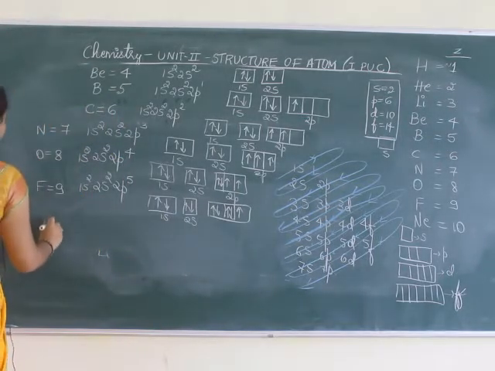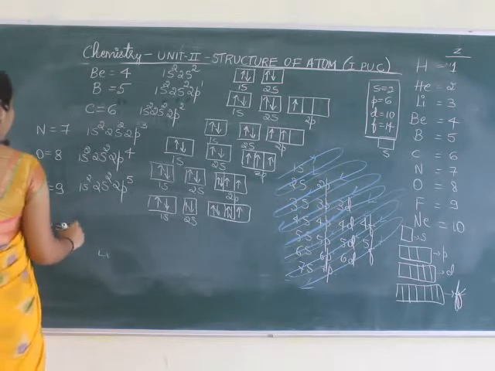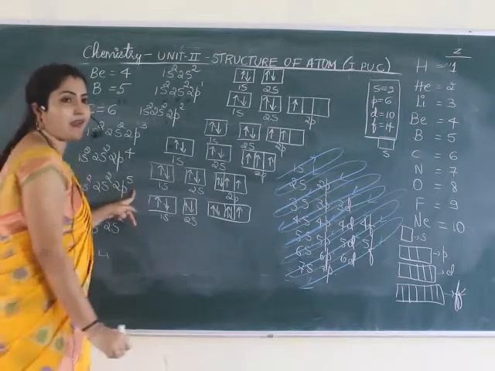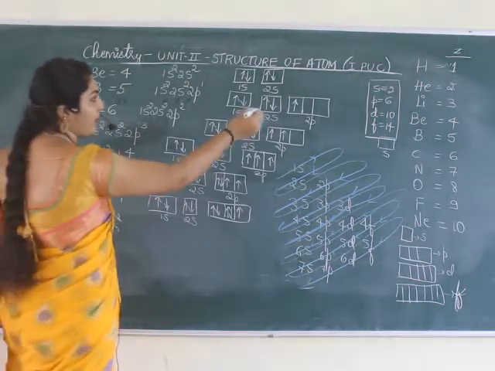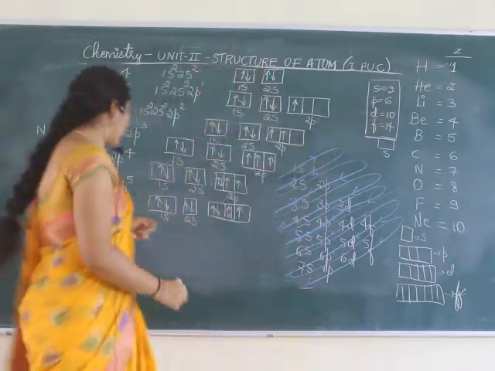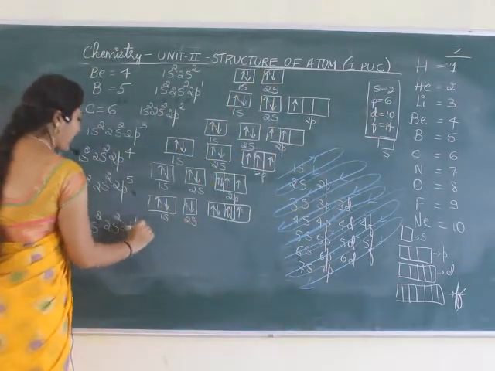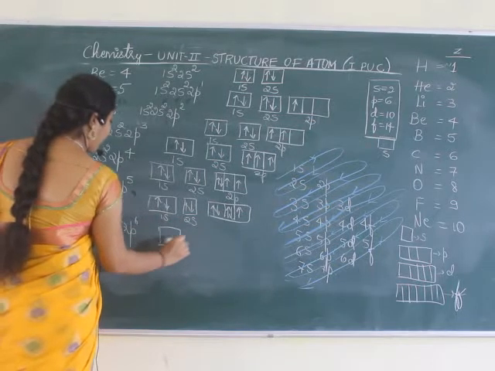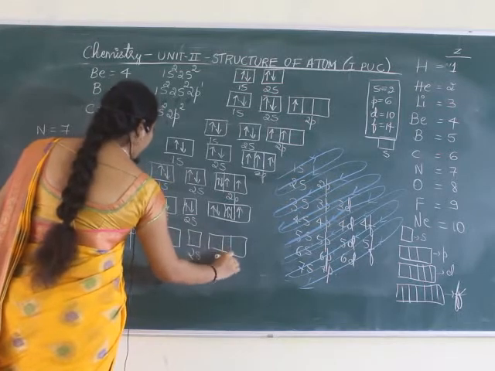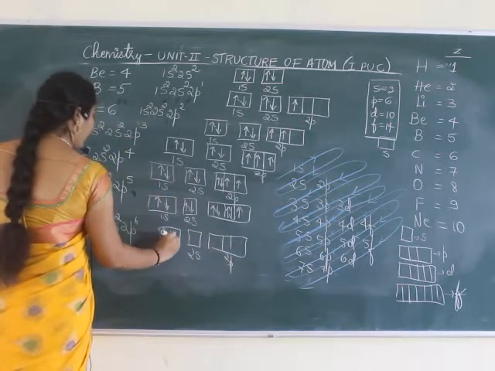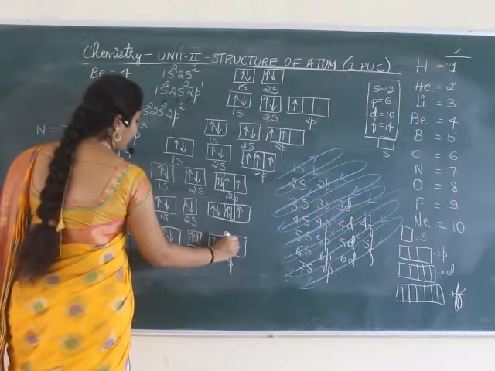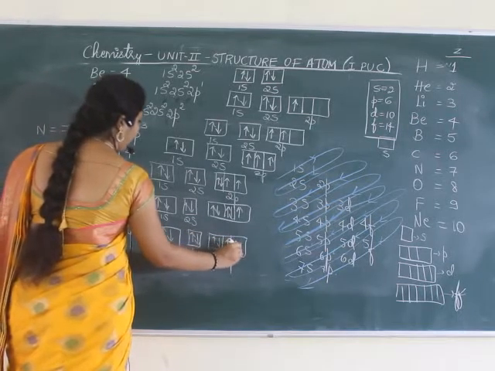Neon, 10. 1s2, 2s2. Still one more electron can get filled here, isn't it? 2p, because p can accommodate a maximum of 6 electrons. So 2p6. How should I write the electronic configuration? 1s, 2s, 2p. So 2, 2, here 6. 1, 2, 3, 4, 5, 6.